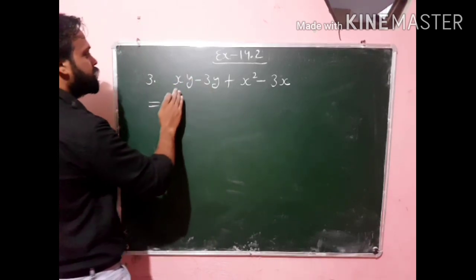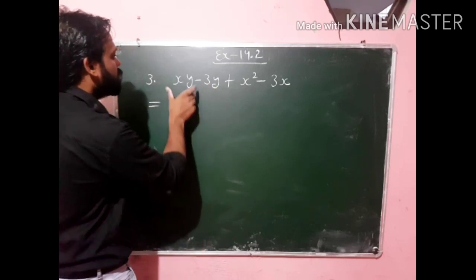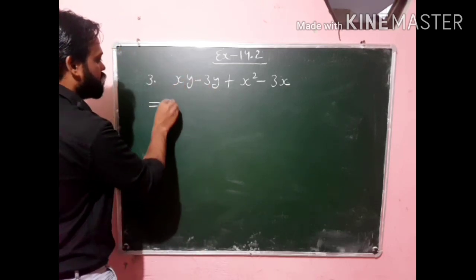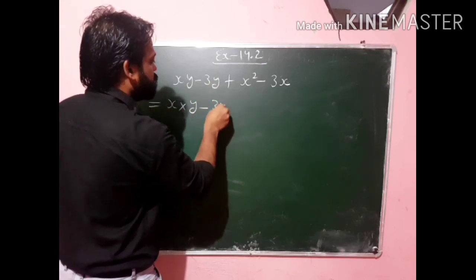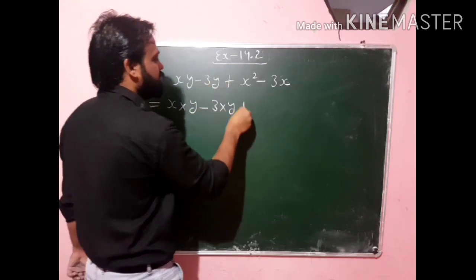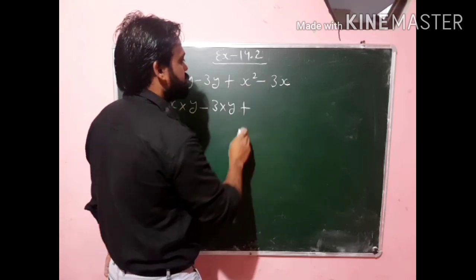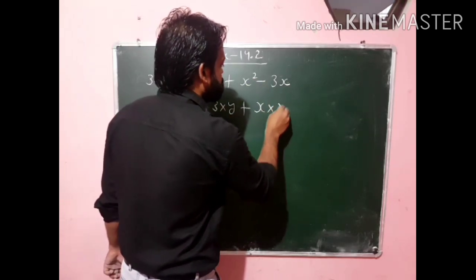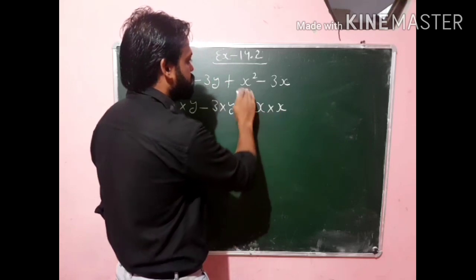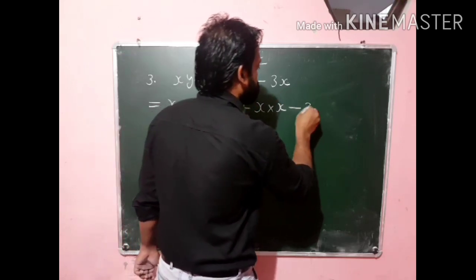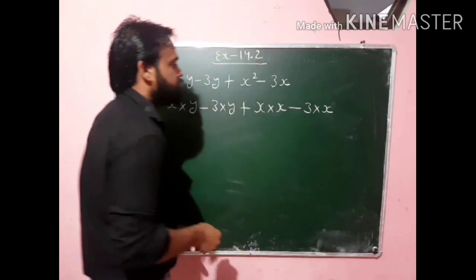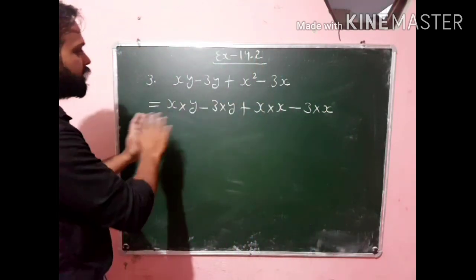So now see, this is xy minus 3y. Again we have to make the factors. How can we make this? x multiplied by y minus 3 multiplied by y. Then the plus sign as it is. Now you can see here x raised to power 2. So we can write this as x into x. x raised to power 2 means x multiplied by x. Then the minus sign as it is. This is 3 multiplied by x. So in this way we can make the factors of each group.